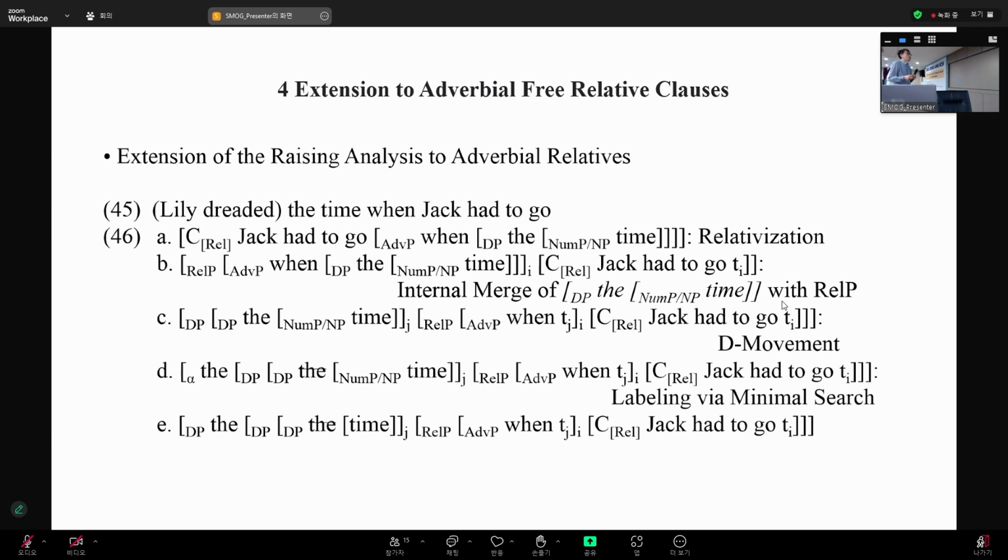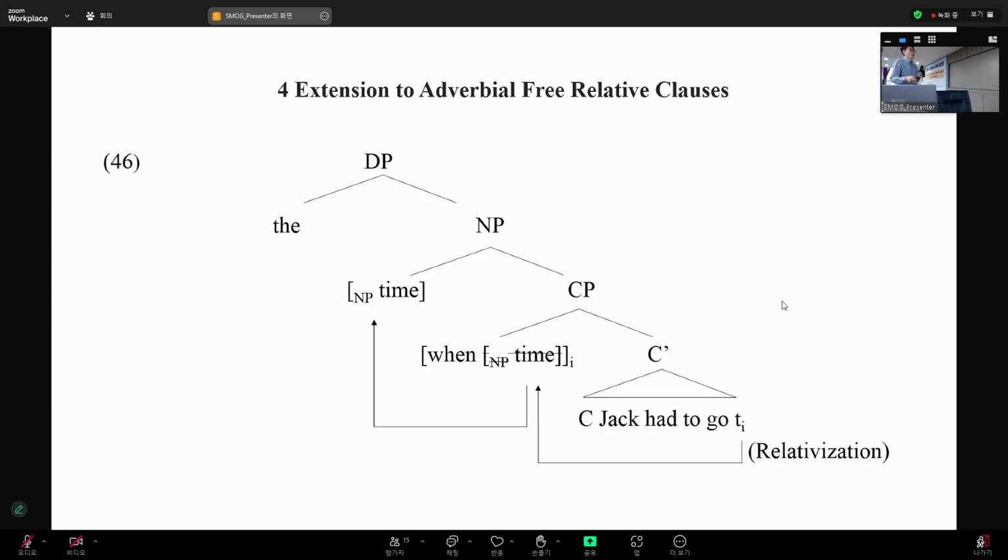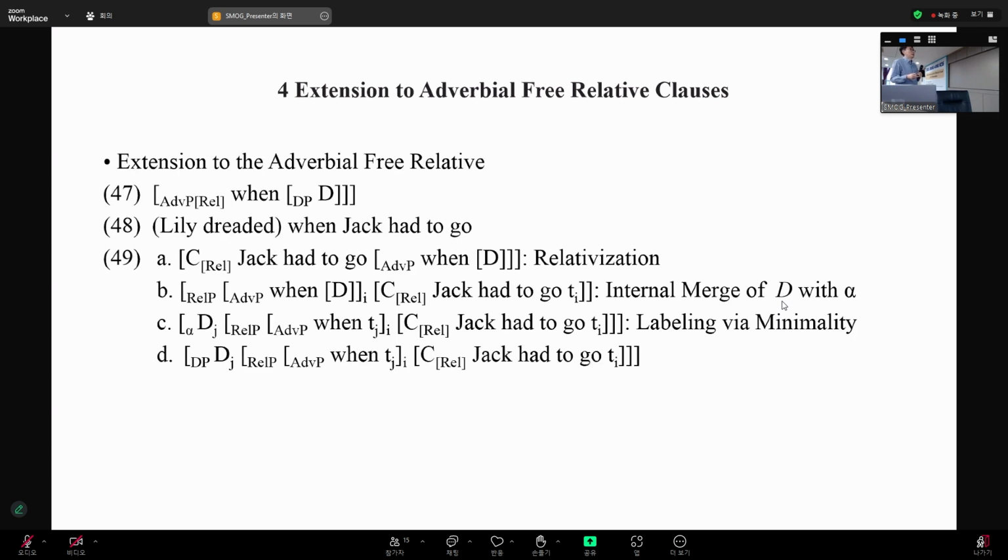Okay, let's first consider 45, the time when they have to go. In here, the antecedent of when is the time, and we can provide an analysis quite similar to relative clause formation. So I can say that when can take time as its complement and undergoes relativization, and time is expected out of the when phrase and an NP is generated, and if this NP is merged with D, a DP is generated. And then I propose that, in fact, when can take a null NP as its complement.